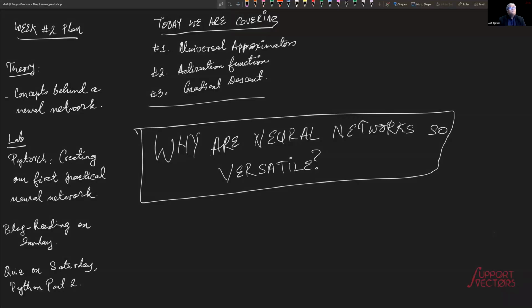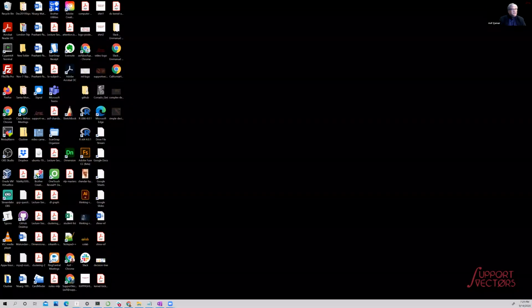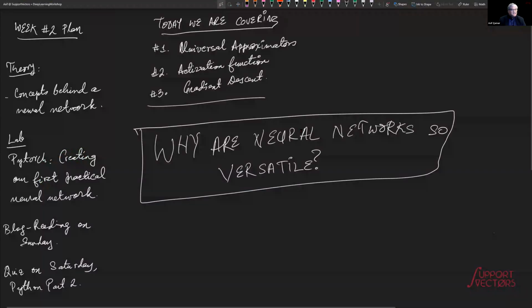Now, I would like to go on to the topic of this week. And let me share my screen for that purpose. Any questions, guys, before we start? Which screen are you folks looking at? Week 2 plan. Today we are covering universal approximators. Wonderful. So you are looking at the right one. Okay. So let us get started.